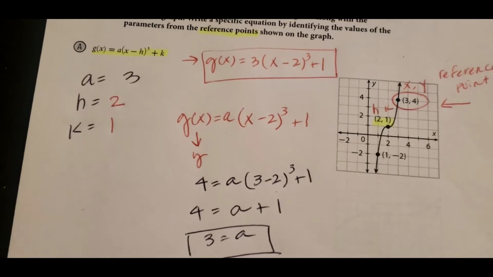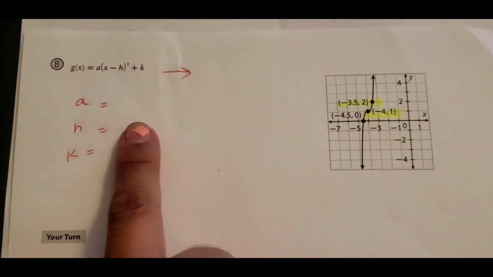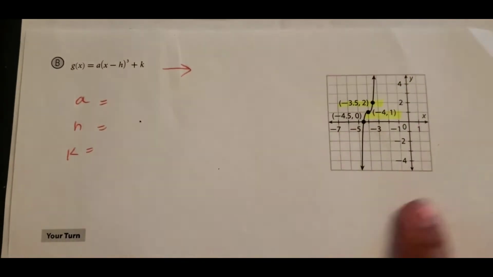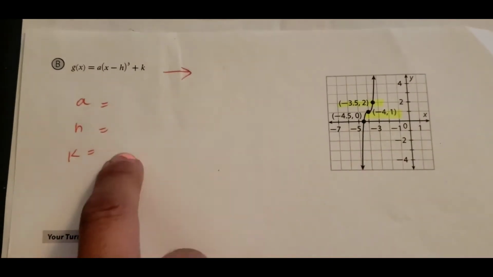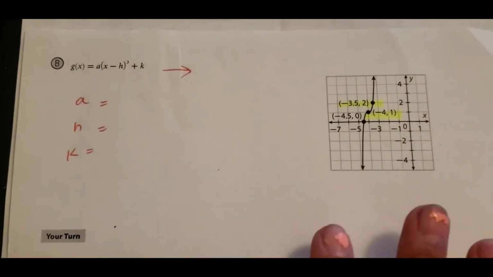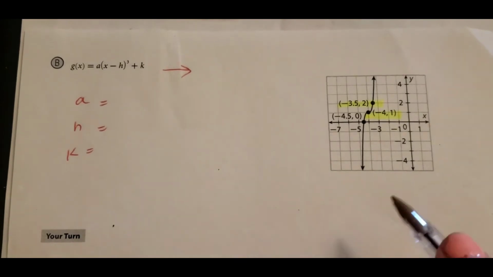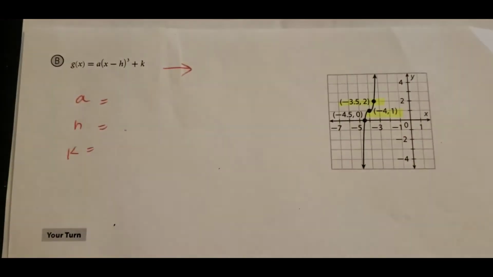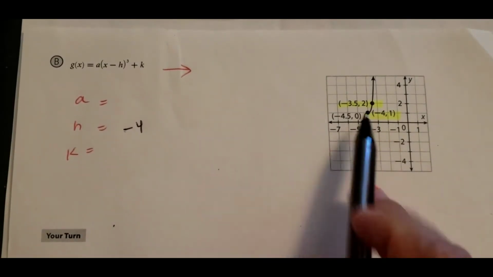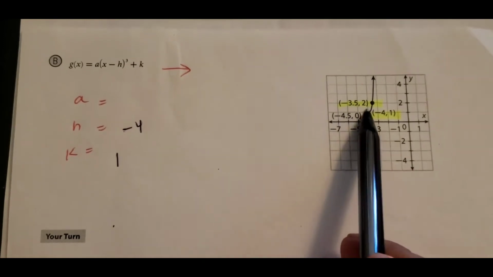I'm going to go ahead and do one more with you. If you turn the page, we're going to do B. Again, the graph is given, so we're going to solve for A, H, and K. I highlighted the 2 points we're going to use, and right off the bat, we know that our H is negative 4. Our K is 1. Our reference point is (negative 3.5, 2).